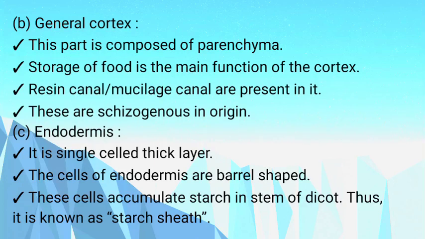It is single layered and contains thick walled cells. Endodermis cells are barrel shaped and these cells accumulate starch in stem of dicot. Due to this, endodermis is called starch sheath in dicot stem.